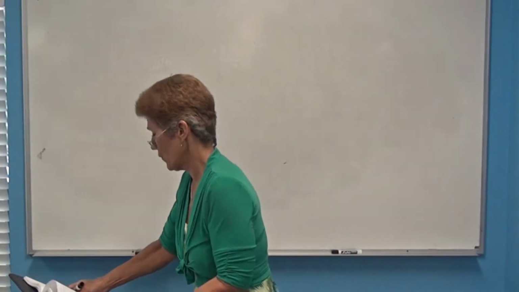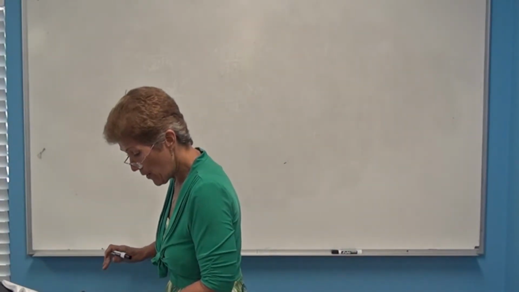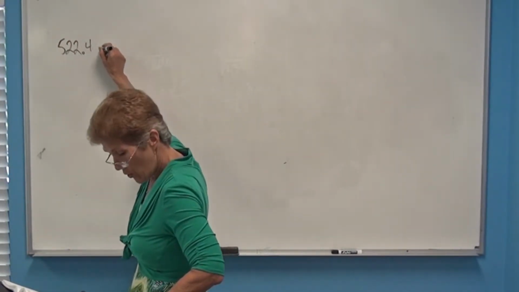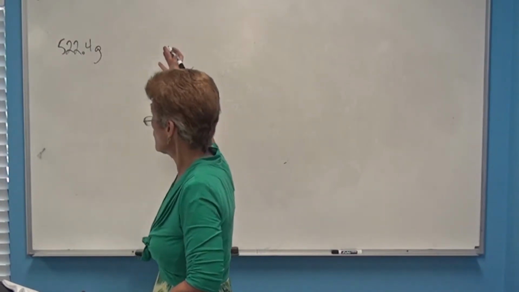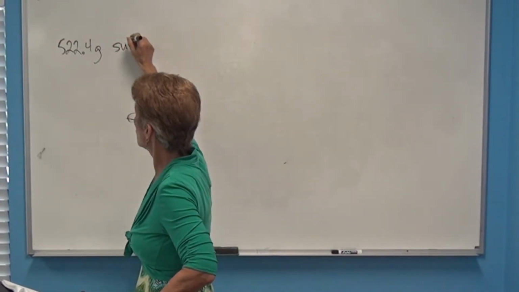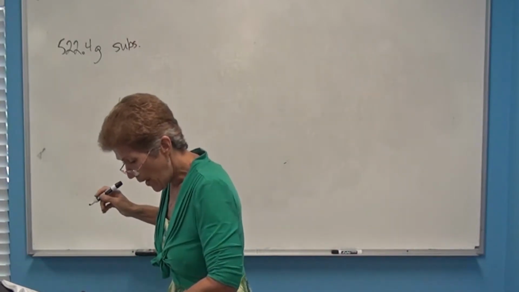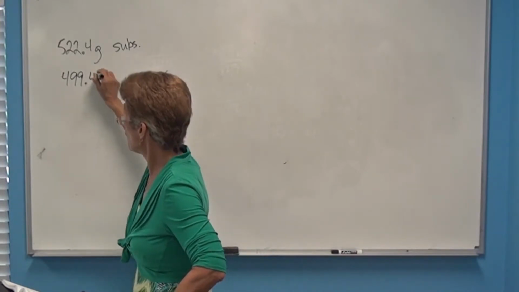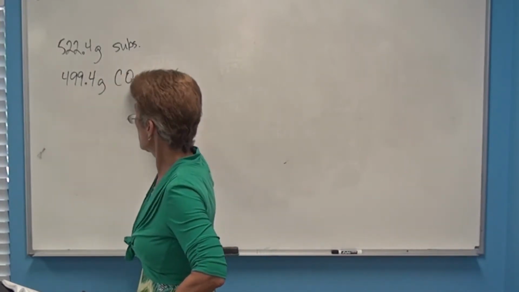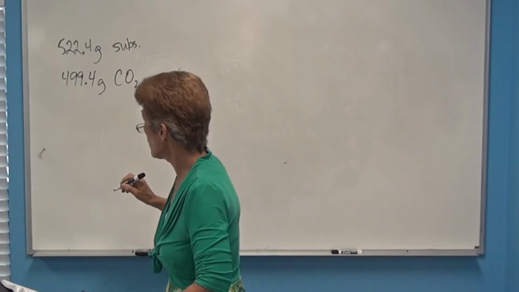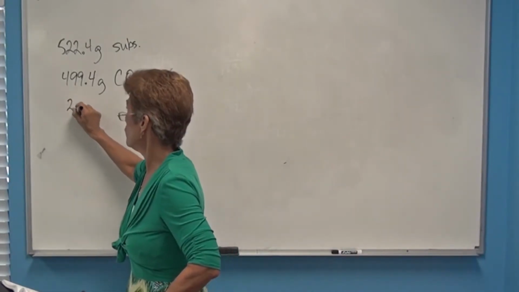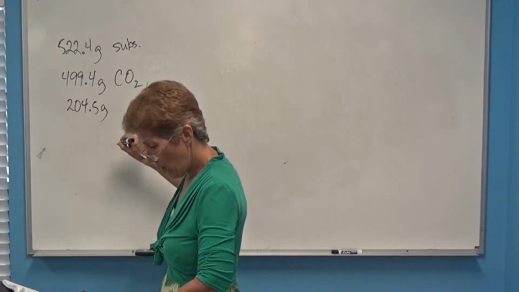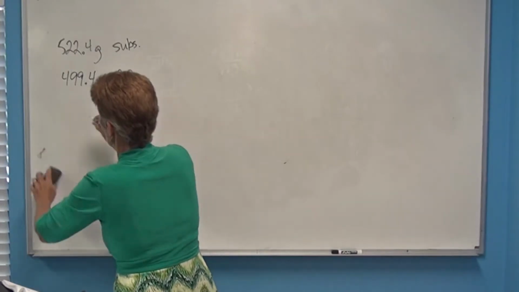So first, we have 522.4 grams of an unknown substance. So we're going to put substance. And we have 499.4 grams of carbon dioxide. Oh, and it's combusted. And we have 204.5 grams of water. I'm going to move this down.